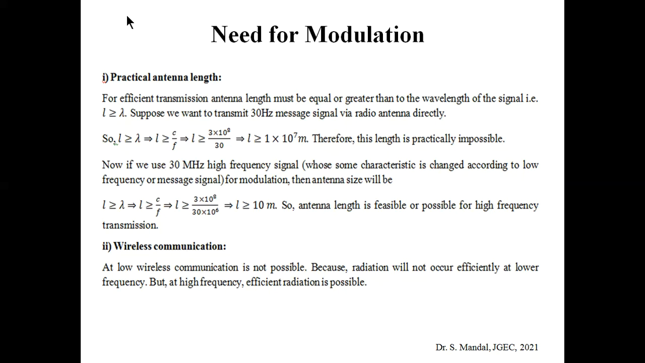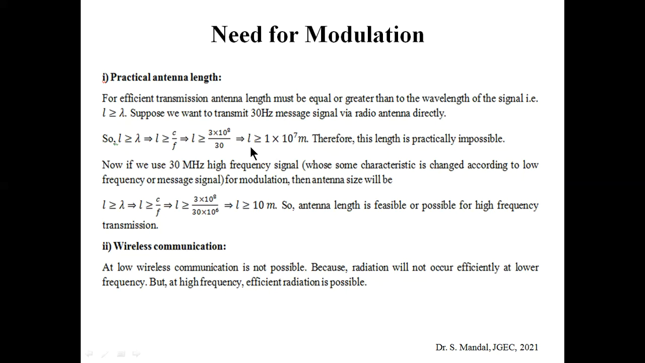Now consider a low frequency signal, suppose our voice, which is in the range of hertz to kilohertz. If we consider a 30 hertz message signal and want to send it directly via antenna, the length of the antenna will be L greater than or equal to lambda. That implies L greater than or equal to c by f, where c is the velocity of light and f is the corresponding frequency. So L greater than or equal to 3 into 10 to the power 8 by 30, because the operating frequency is 30 hertz.